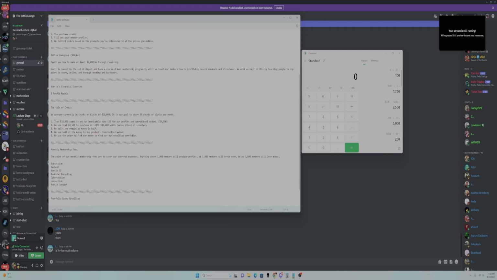Is 1K plus too much volume? For Subsection, yes. For Kottio Kashout, no. For the Kottio Cook group, no. And for these other groups, no. But for Subsection, yes. Over 1,000 members would be too many. That's why Subsection is limited to 1,000 members. And the other groups do not have member limits.